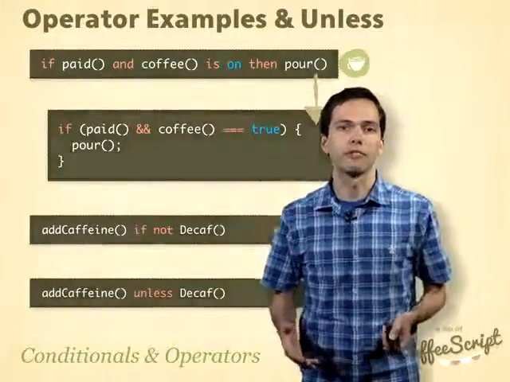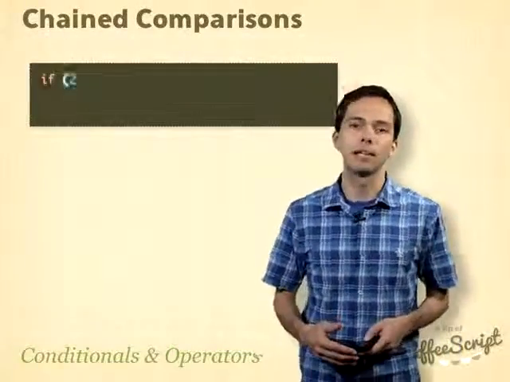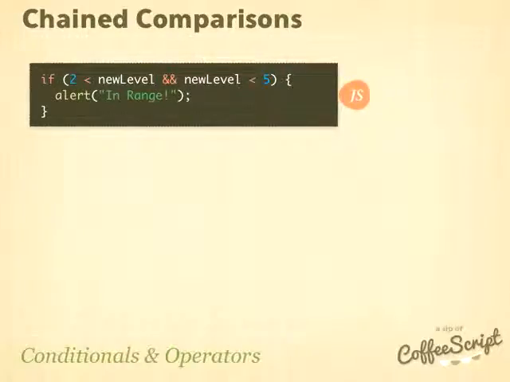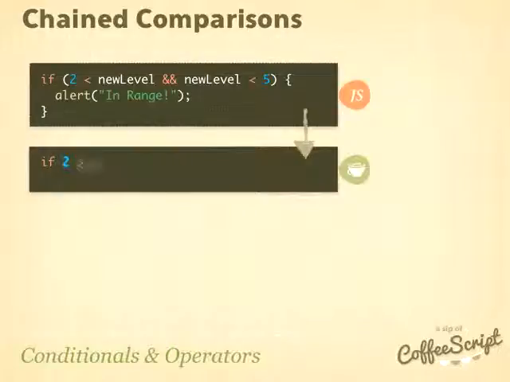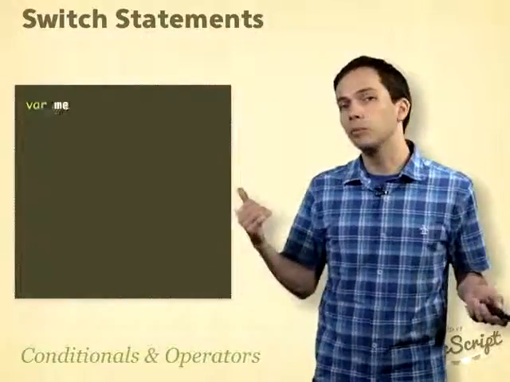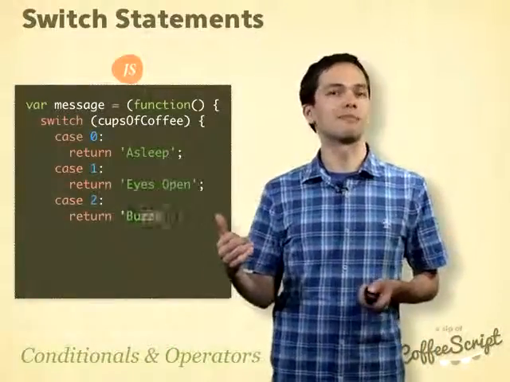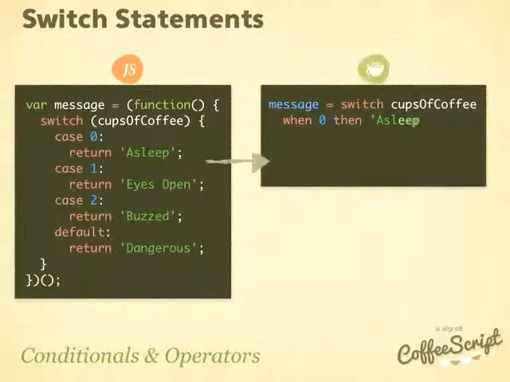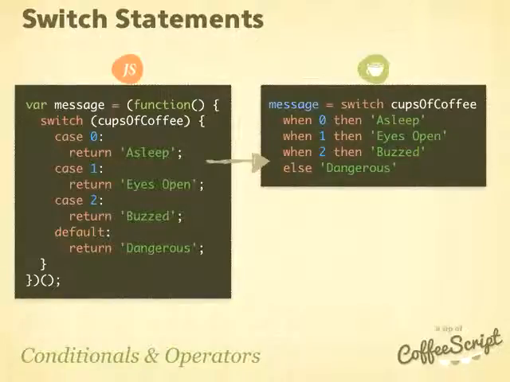Another cool feature of CoffeeScript is the ability to do chained comparisons. So whereas you would have something like this in JavaScript, you can rewrite that in CoffeeScript like so, all chained together. Next up, switch statements. Here's how you might implement a switch statement in JavaScript. It's kind of verbose, isn't it? Well, here's what it looks like in CoffeeScript. So you can see here, it's much nicer, much more readable, much more maintainable, and dare I say, beautiful.